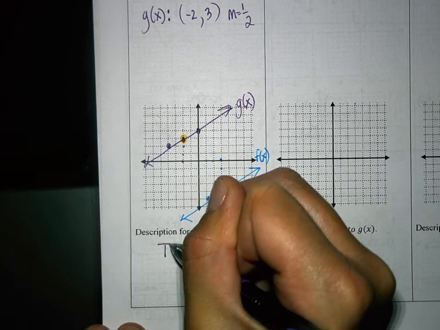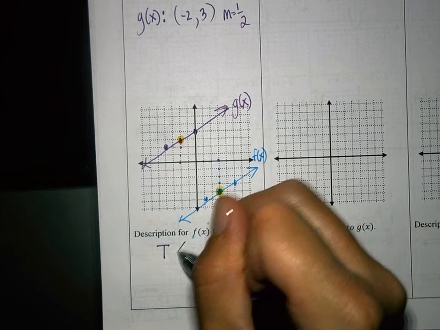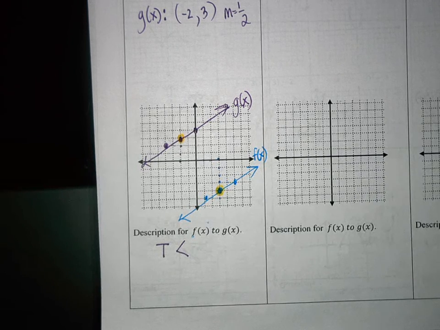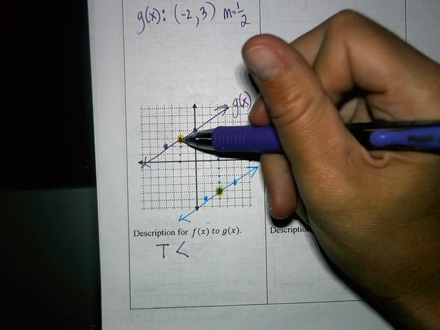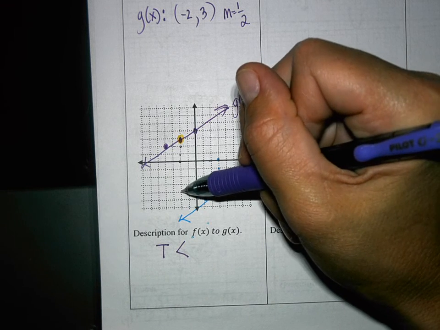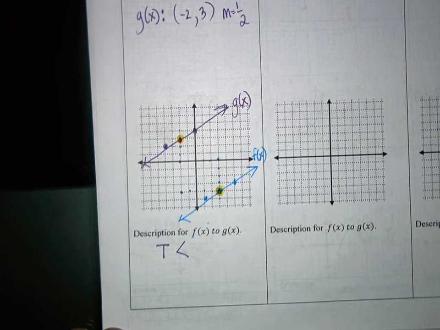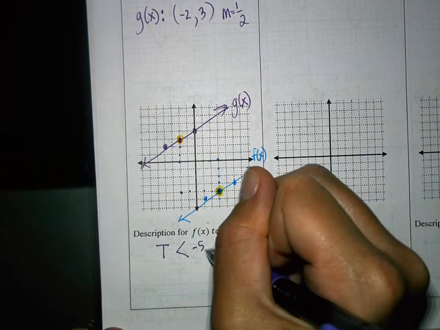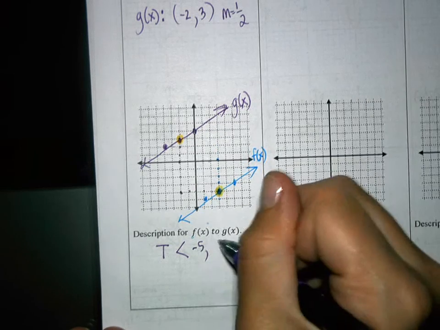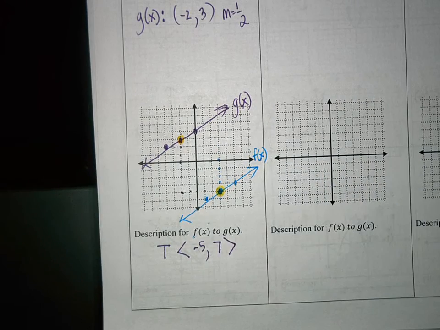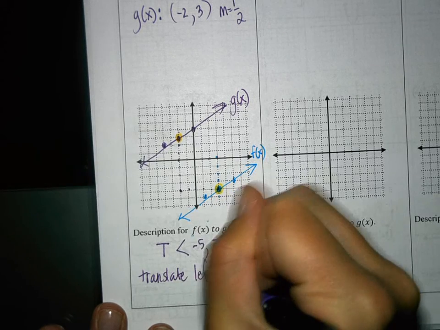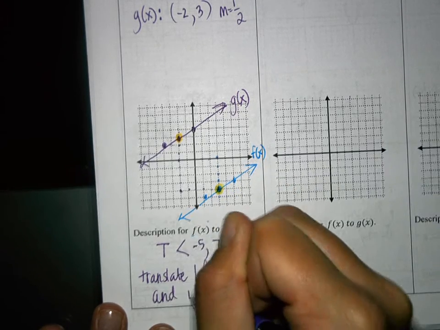So remember, when you're writing your translation part, that you need to start with the x part first, however much it's going left and right. And so if you count here, from here, f of x, trying to get to g of x over here, I'm going to go left 1, 2, 3, 4, 5. Is everyone okay with that? So that's -5. And then from there, it goes up 1, 2, 3, 4, 5, 6, 7. So that's +7. And we could also write that out. Translate left 5 and up 7.